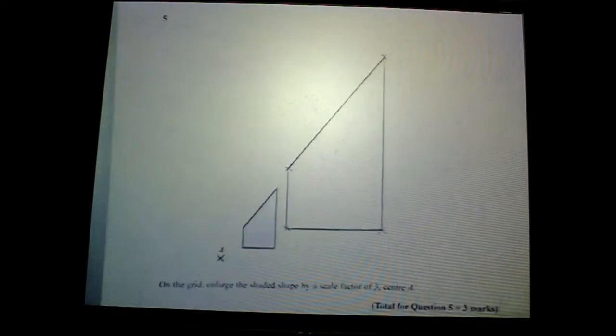Just get the light a bit better for you there. Right, next one, question 5. Do an enlargement, here it is. Let's go through this one with you nice and gradually.